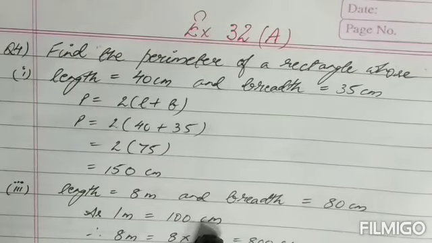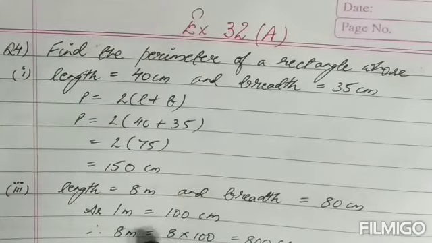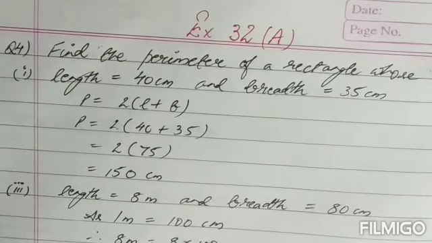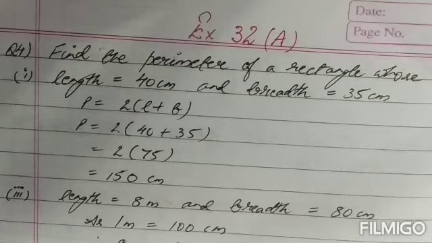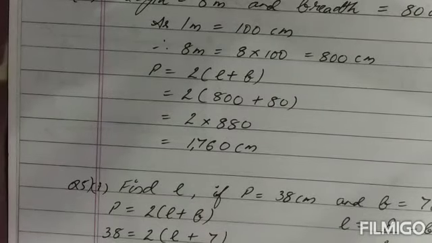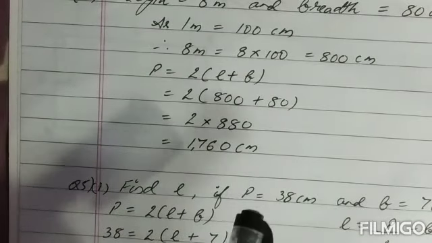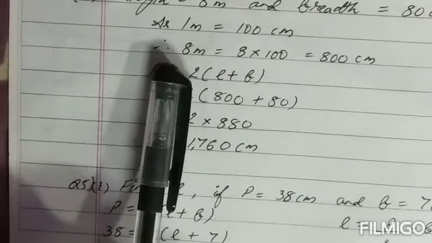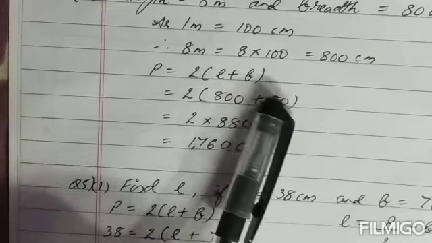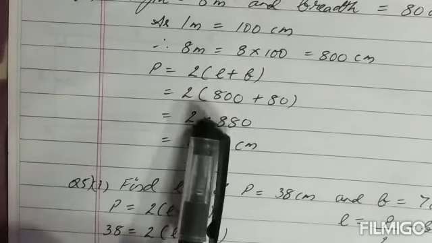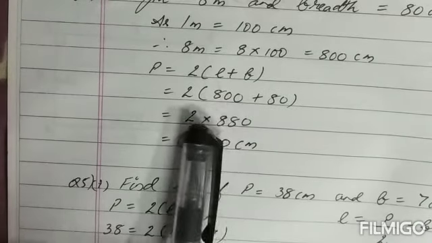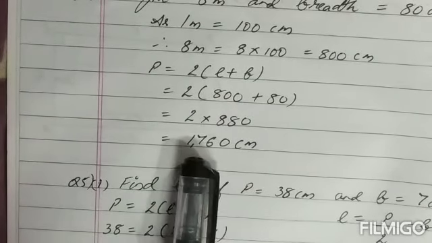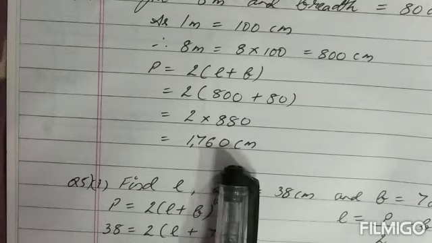So I'm going to change the bigger value. So 1 meter is equal to 100 centimeters. That is the relation, you know that. Therefore 8 meters equals 8 into 100, which is 800 centimeters. Now both of them are in the same unit. You just place the values in the same formula. P is equal to 2 times (L plus B). 800 plus 80 is 880, into 2 will give you 1760 centimeters.